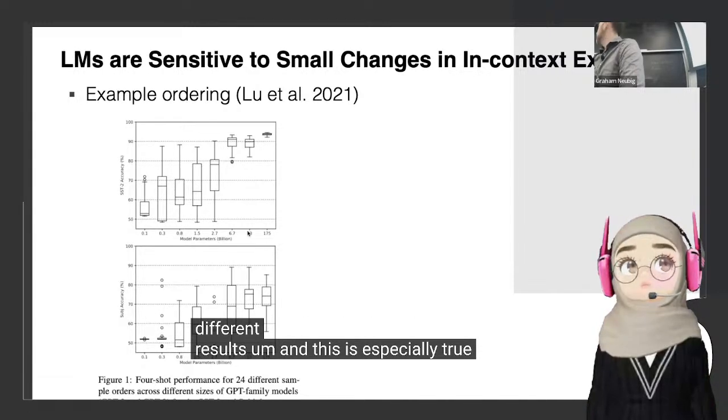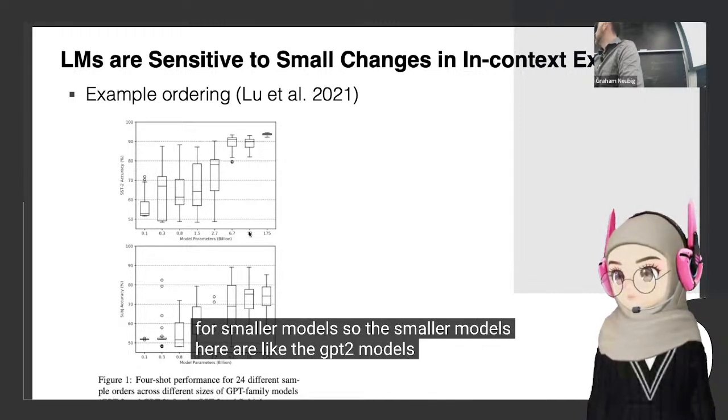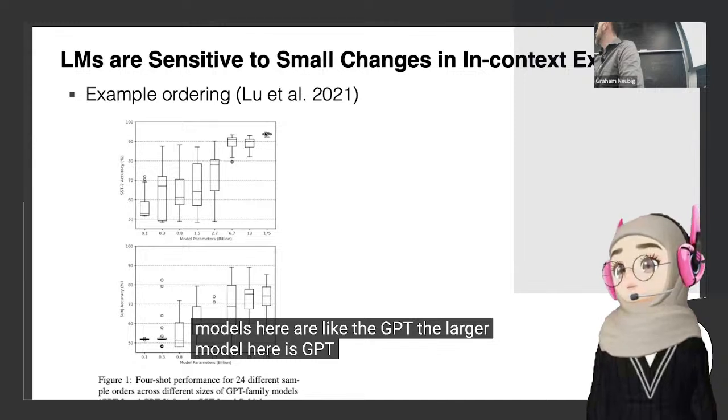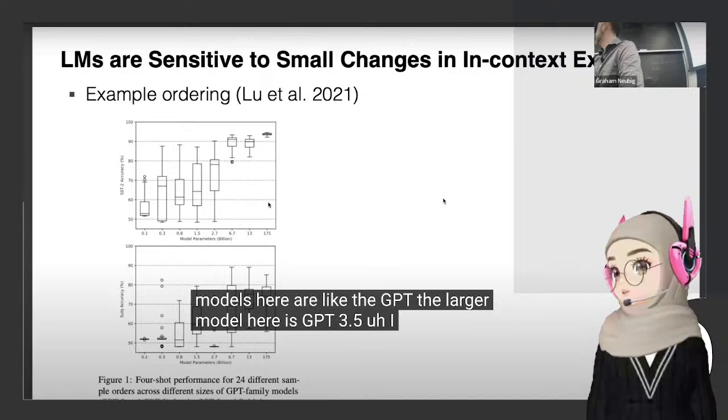And this is especially true for smaller models. The smaller models here are like the GPT-2 models. The larger model here is GPT-3.5, I believe. Whoa, we're counting in billions now. When is this? 2021?